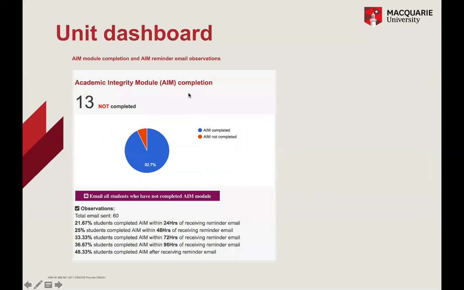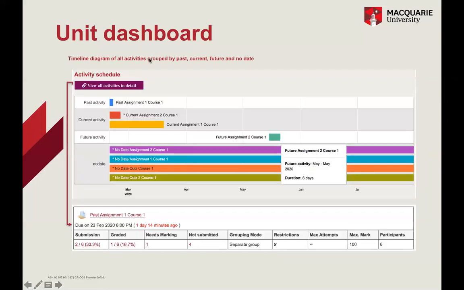For those whose academic integrity module is compulsory, this is a very good place to see how many students haven't completed it, and you can email from here directly. You can see the observations as well. As you can see over here, the total emails sent is 60, and these are the completion rates of the students who received that email.